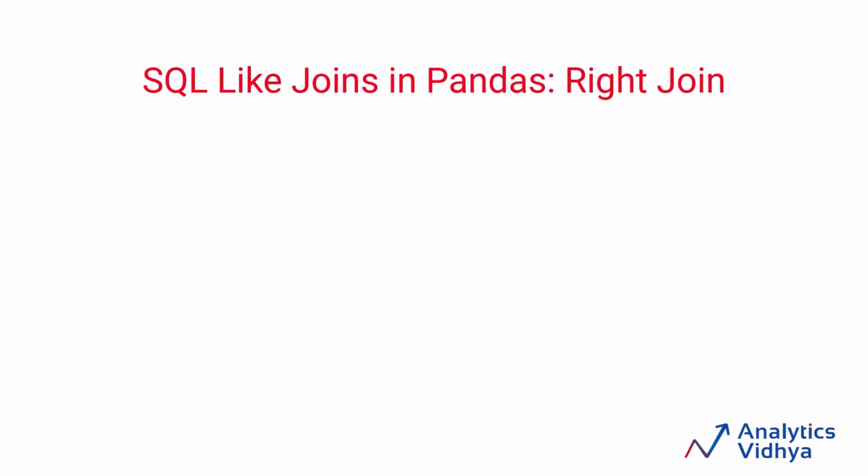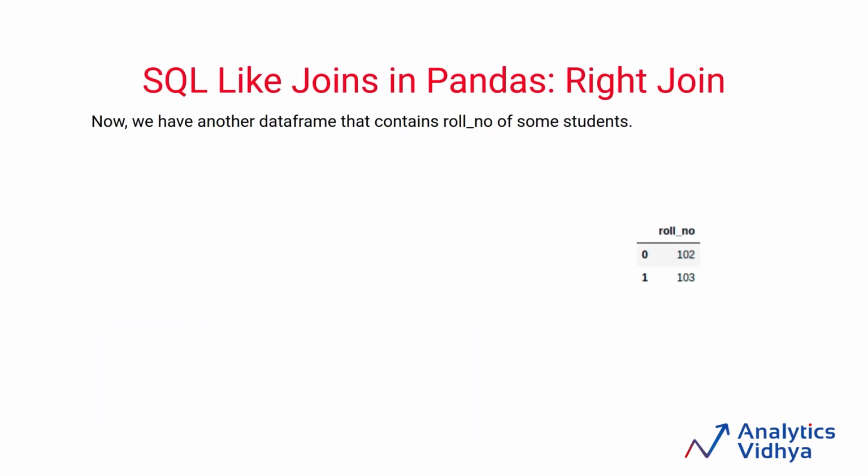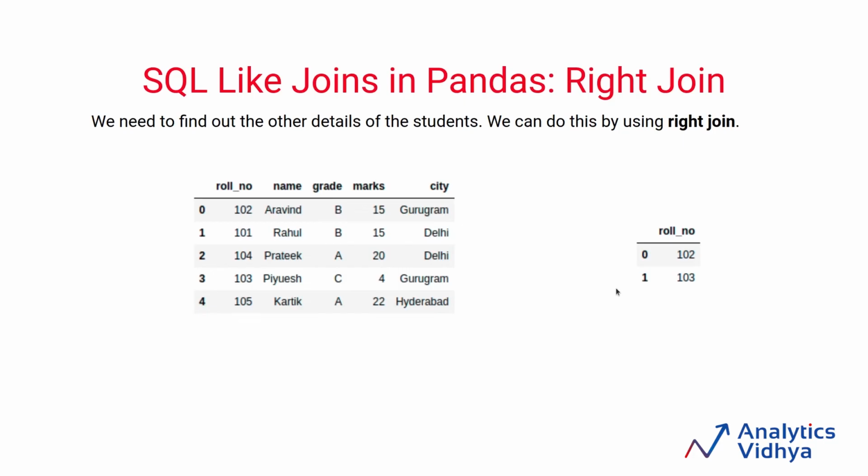Next, let's take an example to understand right join. Suppose with your initial data frame of students, you get a new data frame. Now these are a bunch of roll numbers. Suppose these are the students that have scored really well in the exam. So given these roll numbers, you want to find out all the other details of those students, for example, their name, grades, marks, and so on. This is something that you can achieve using a right join.